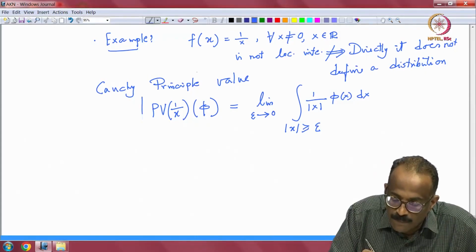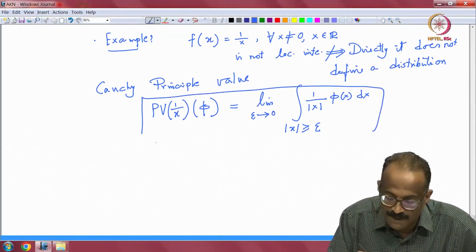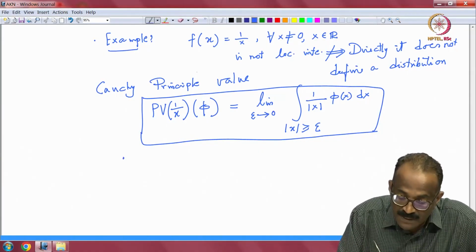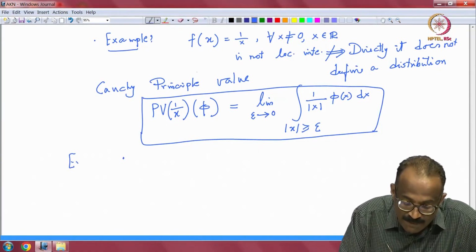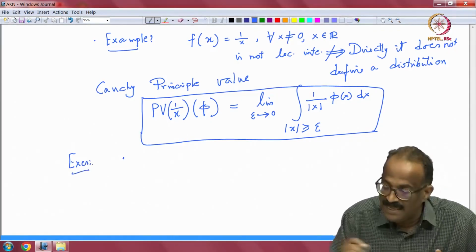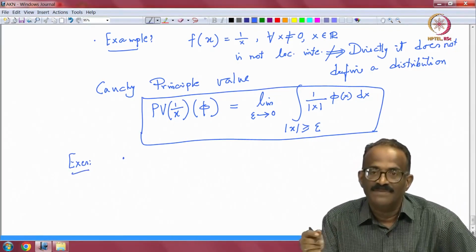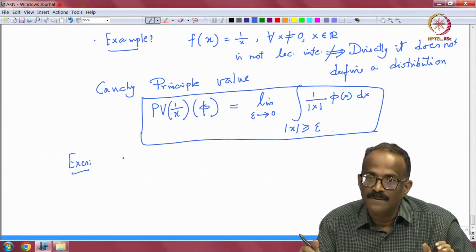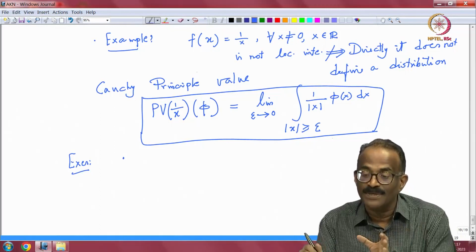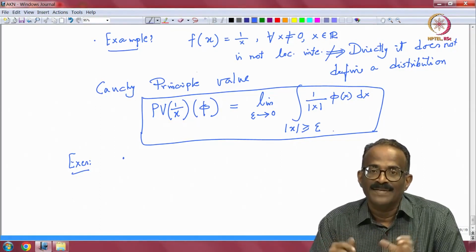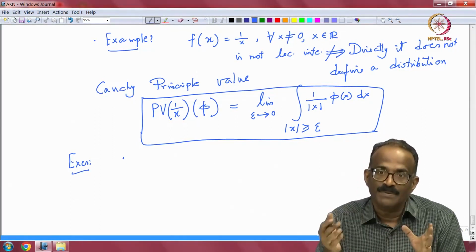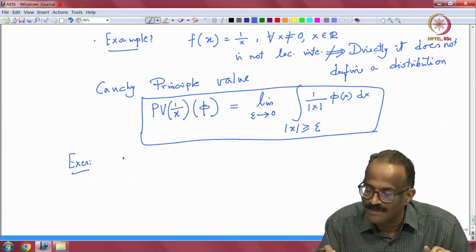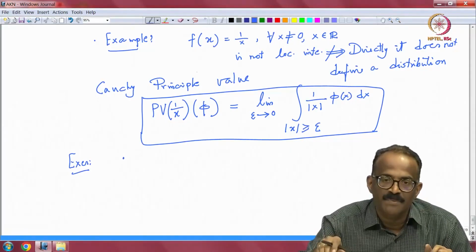Okay. So, PV, I just defined a mapping; show that it is well defined. These are all exercises which I will leave. That means you have to show that this limit exists as epsilon tends to 0. You cannot take epsilon tends to 0 and put it from minus infinity to infinity, because 1 by mod x is not locally integrable. So, you cannot put a characteristic function and take the limit inside.